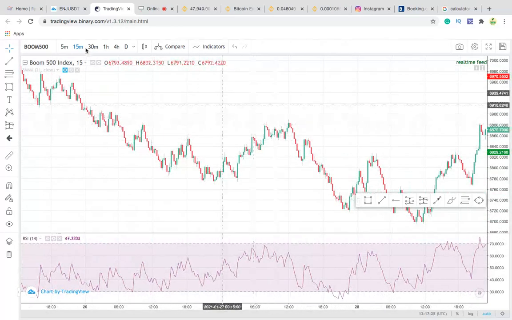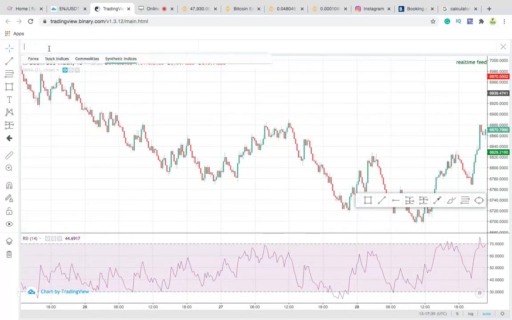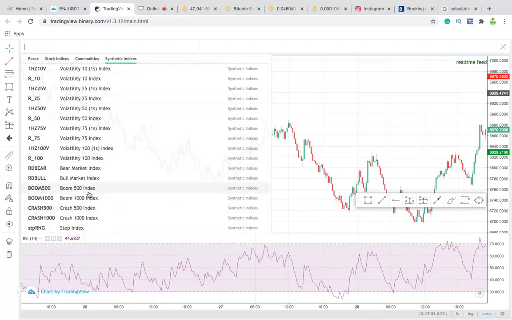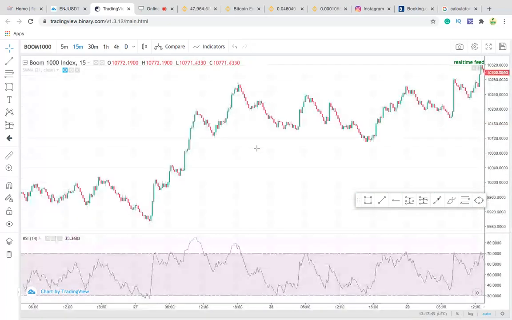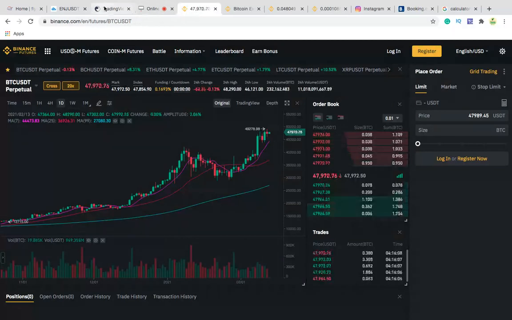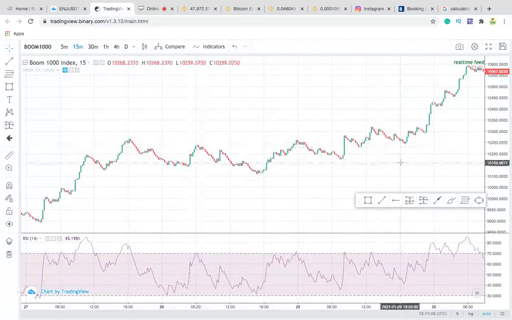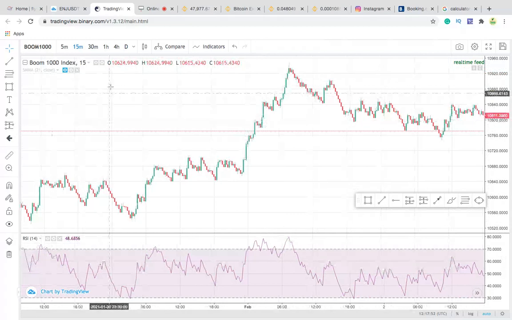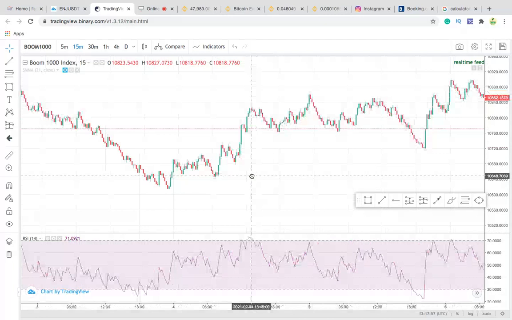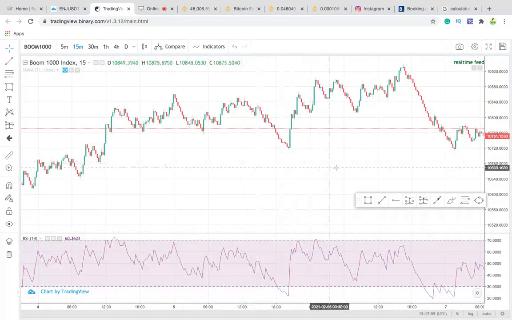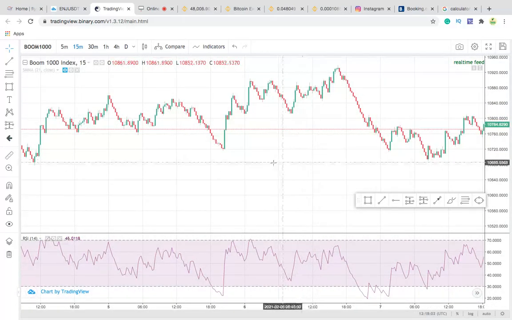All right. So now let's go to another pair. Let's check something like crash, or let me say boom 1000. Now checking boom 1000, we're going to see what's up with it. The time frame for this is M15. Stick to the M15 and you're going to spot those things I'm saying.